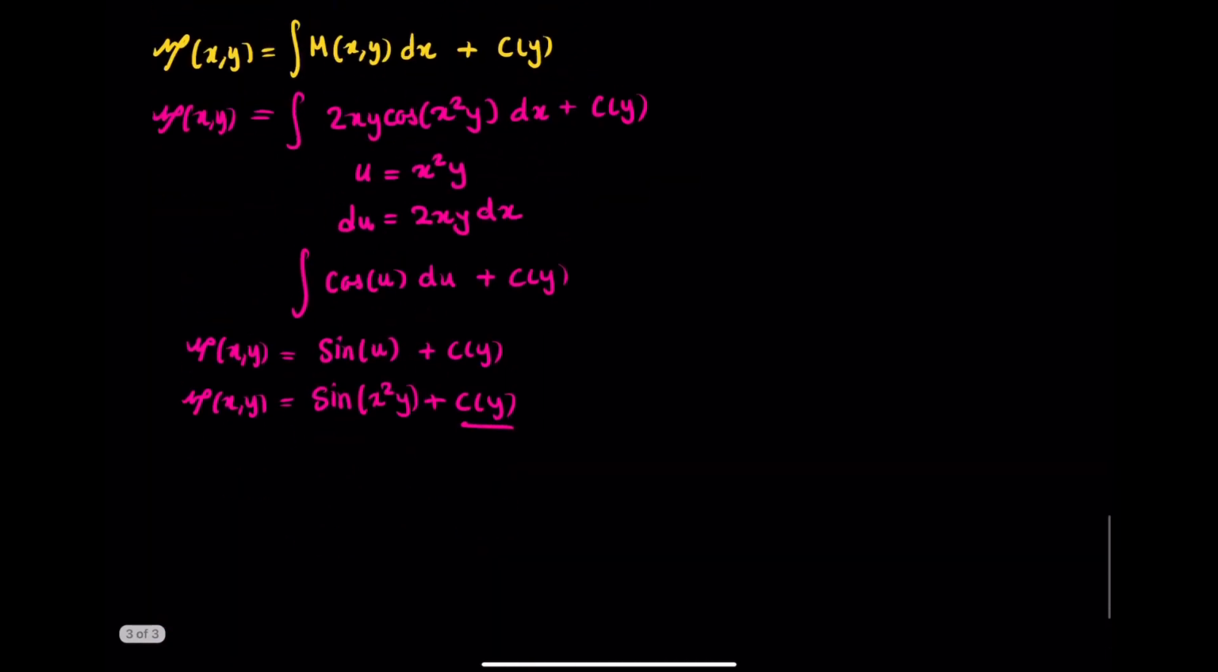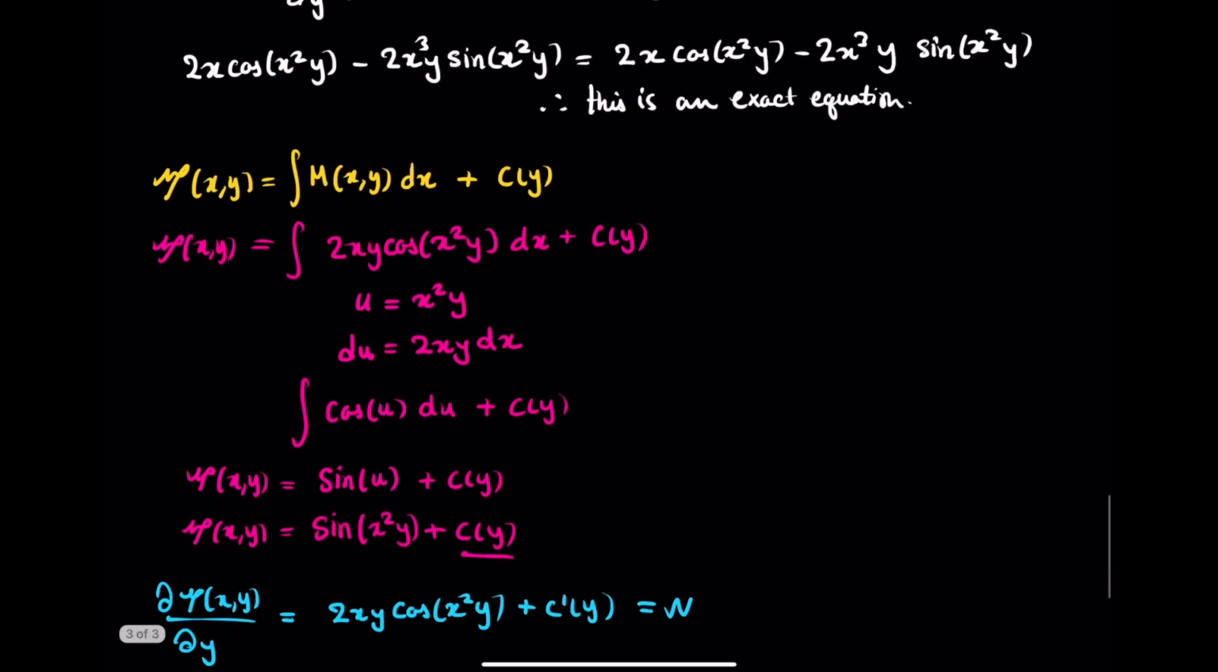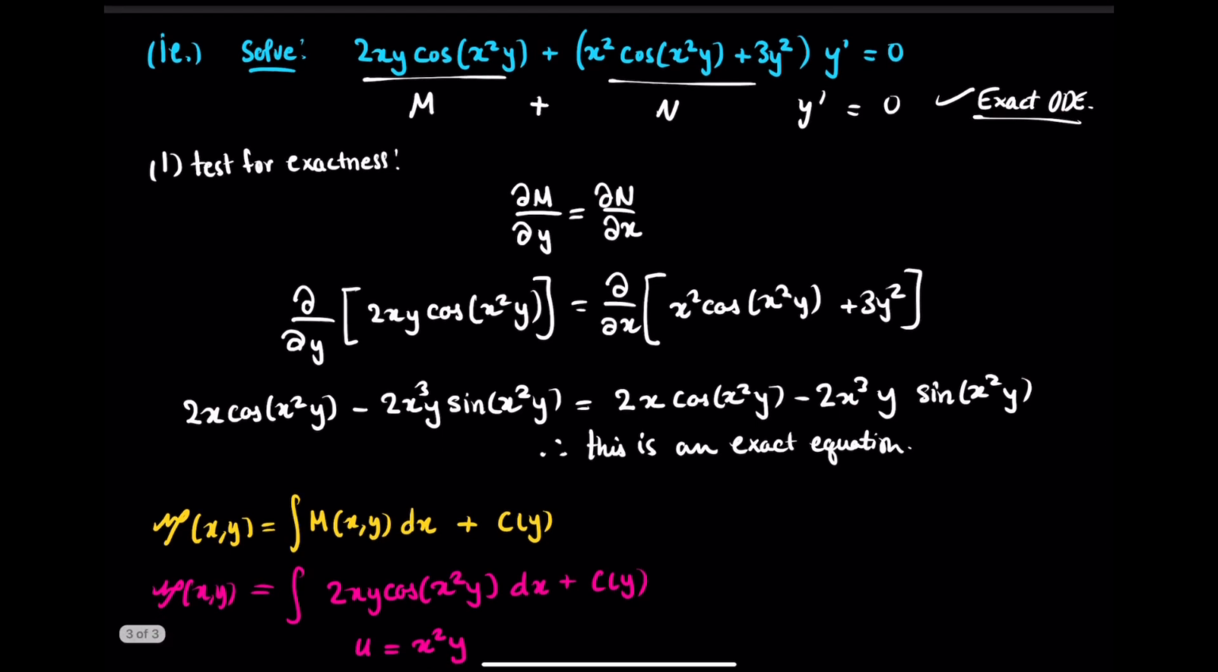So we have to find c of y, my bad. What we have to do is take the partial derivative of psi of x, y with respect to y, which gives us 2xy cosine x squared y plus c prime of y, and this is equivalent to N. Now recall, N is this monstrosity: N is x squared cosine x squared y plus 3y squared.